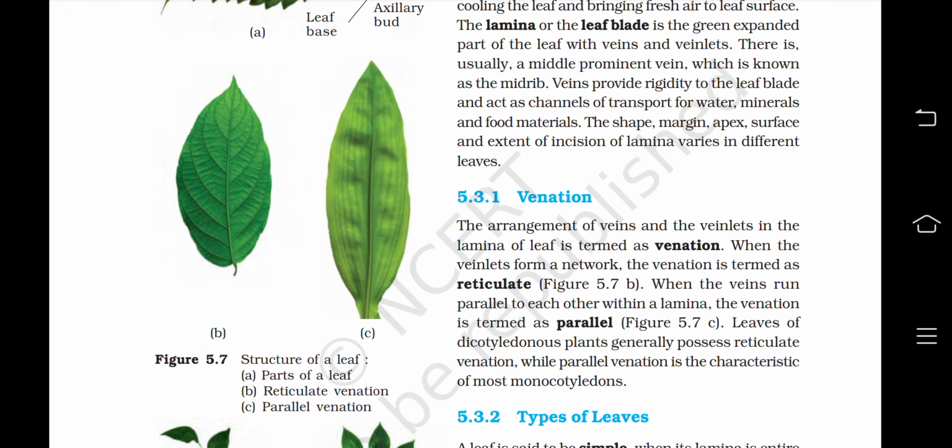Now let's talk about venation as well. The arrangement of veins and veinlets in the lamina of a leaf is termed venation. When the veinlets form a network, the venation is termed reticulate. When the veins run parallel to each other within a lamina, the venation is termed parallel. Leaves of dicotyledonous plants generally possess reticulate venation, while parallel venation is the characteristic of most monocotyledons.